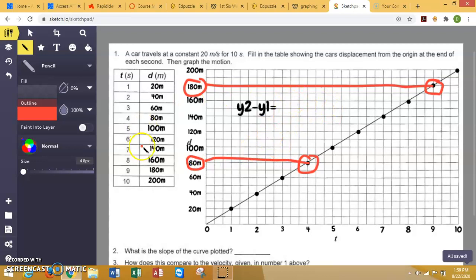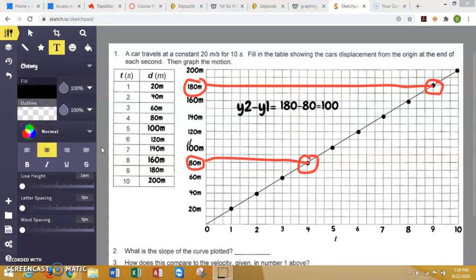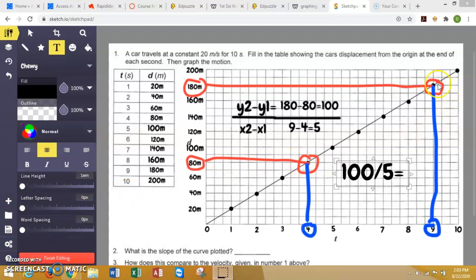So my change in y is going to be 180 minus 80, which is 100. That's my change in the y-axis. I'm going to do the same thing for the x-axis. So here we go. I look at the x-axis, right? This was my second point.